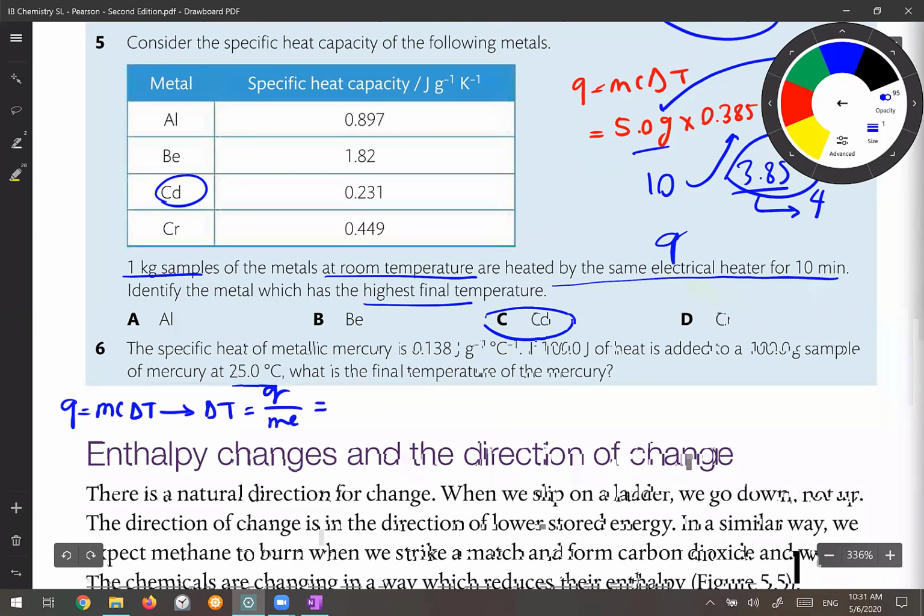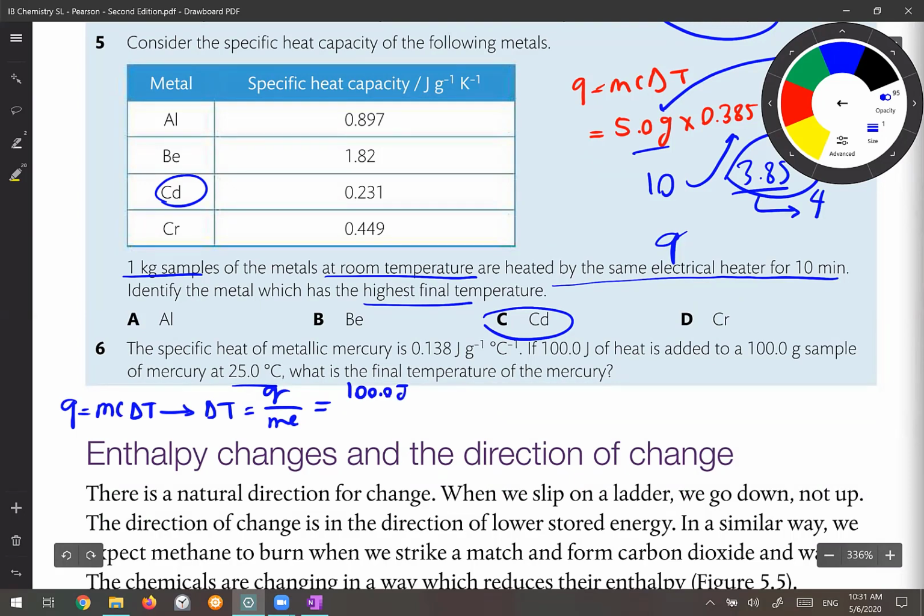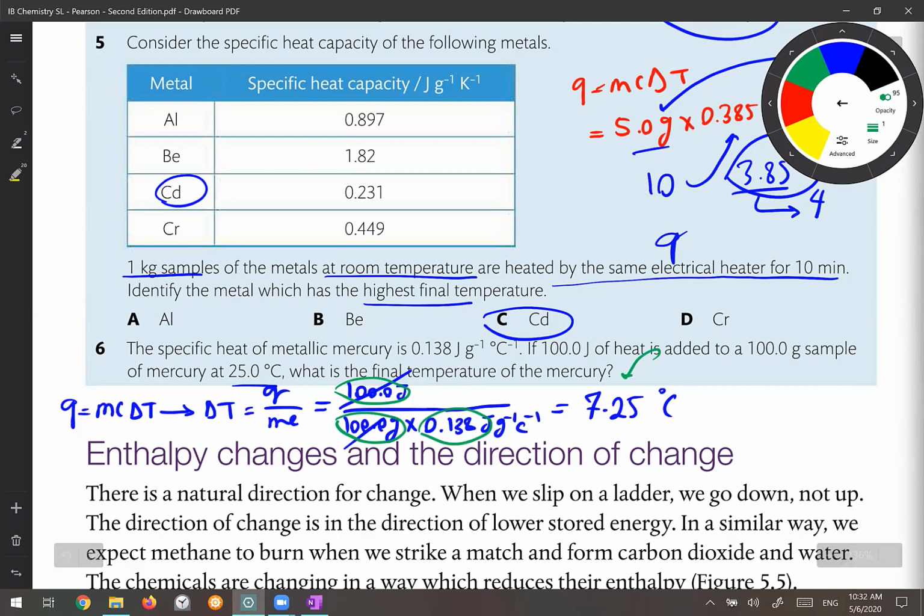The Q energy which is given to the system is 100 joule, the mass of the mercury is 100 gram, and the specific heat capacity of the mercury is 0.138 joule per gram per Kelvin. So these 100 and 100 cancel out each other, and the delta T would be 7.25 degrees centigrade. Again, look at here. This one has 4 significant figures. This one has 4 significant figures. This one has 3 significant figures. So the answer is rounded to 3 significant figures. So this is the delta T.